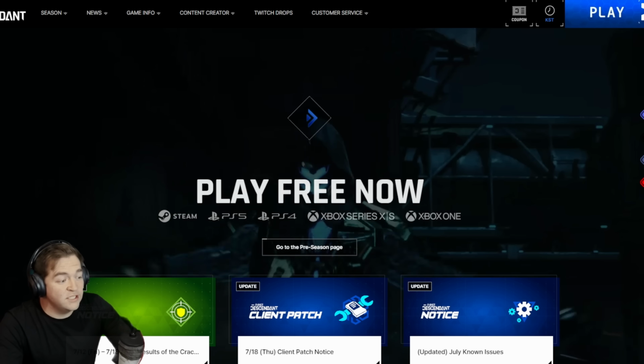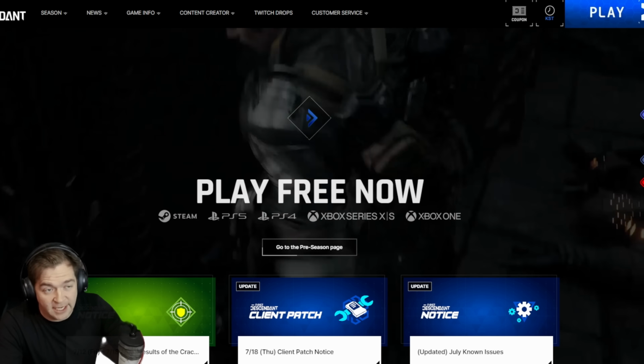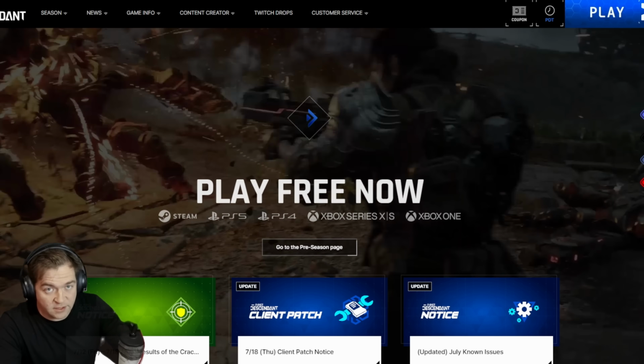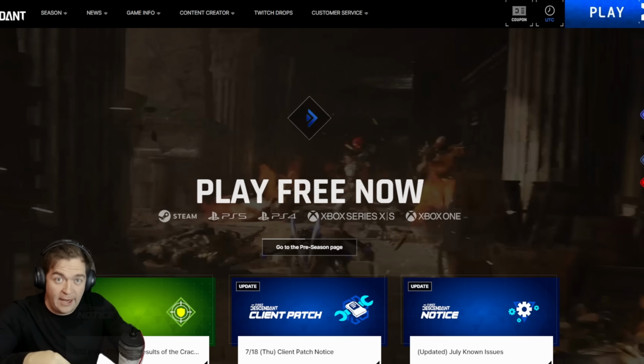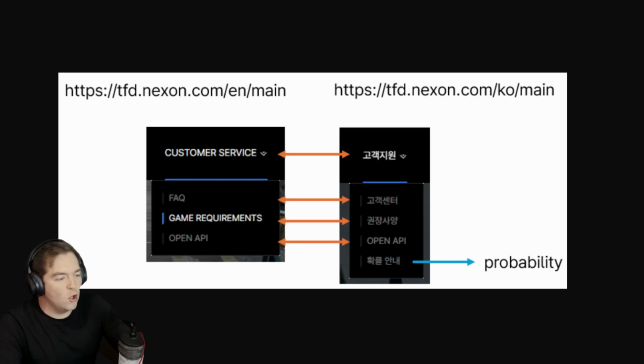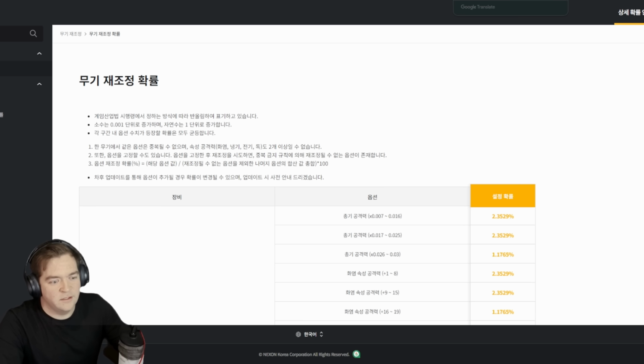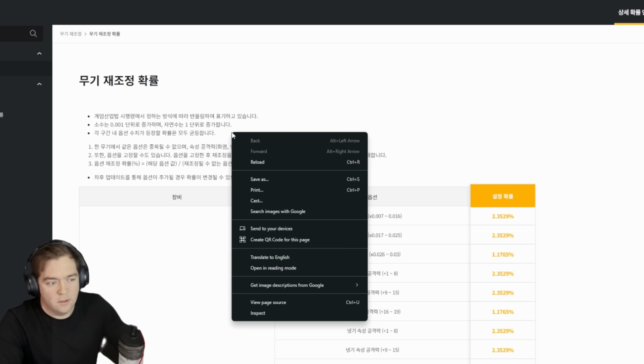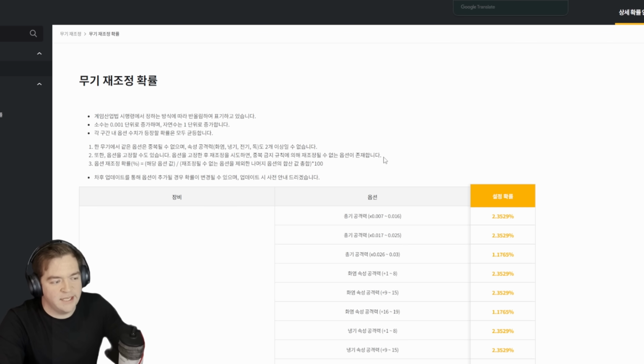So if you go onto the Korean homepage, which I cannot because I don't have a VPN, NordVPN sponsor me, you would have been great right now, NordVPN. On their homepage. So on our homepage, tfd.nexon.com/en, this is America, we have these three options. On Nexon's Korean homepage, there's this fourth option that means probability. If you go to the probability, there is this screen. Please go to this screen, translate to English.